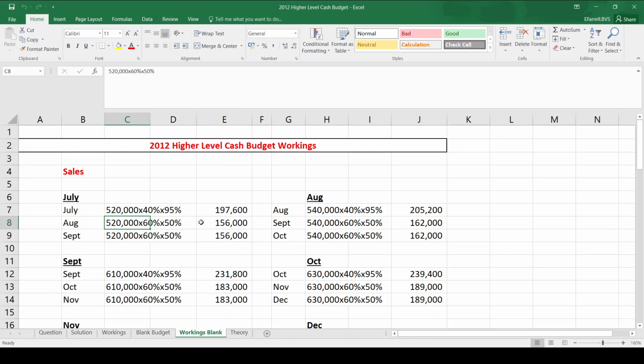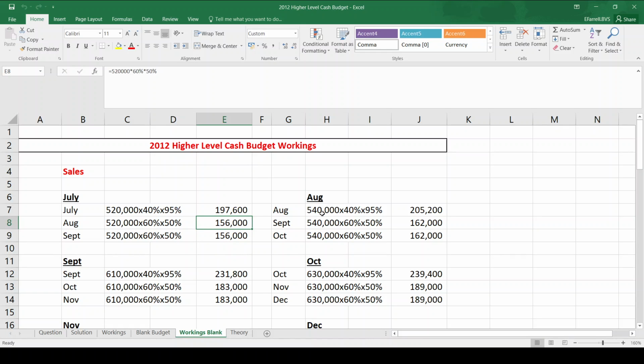One month later then, again, I'm starting off with my total sales of 520. I'm going to multiply that by 60% because the credit customers are 60%. And of those people paying on credit, 50% pay in 1 month, and the remainder, the other half, pay in 2 months. So these figures will be the same because that's 50%. If 70% paid 1 month after and the remainder 2 months after, then that would be 70 and 30. But in this question, it's 50 and 50, which makes it easier. And I just need to do that each month.